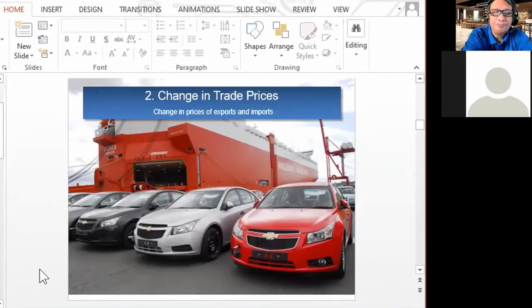Like, bumaba yung tariffs. Taxes for imports and exports go down. So we have a change in trade prices. So in other words, for example, bumaba ang pag-import ng sasakyan because tariffs are low. So it's now cheaper to be importing. This means businesses will be demanding more dollars so they can import more cars. So those are change in trade prices.